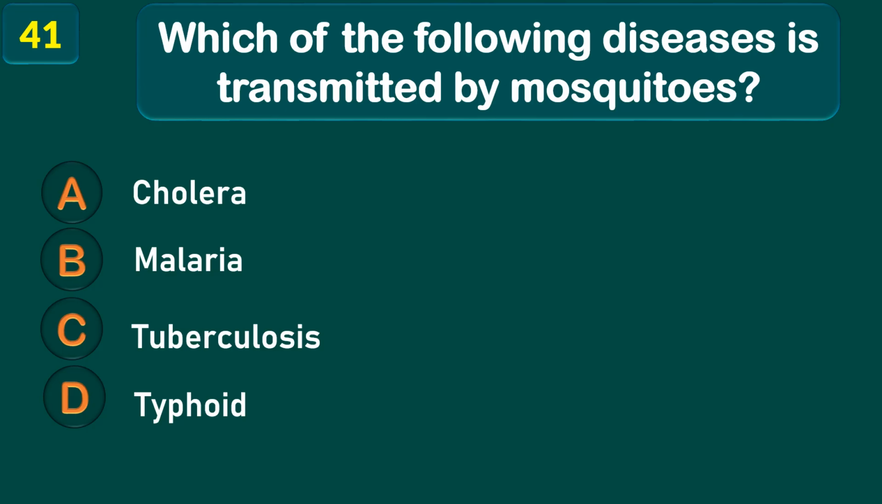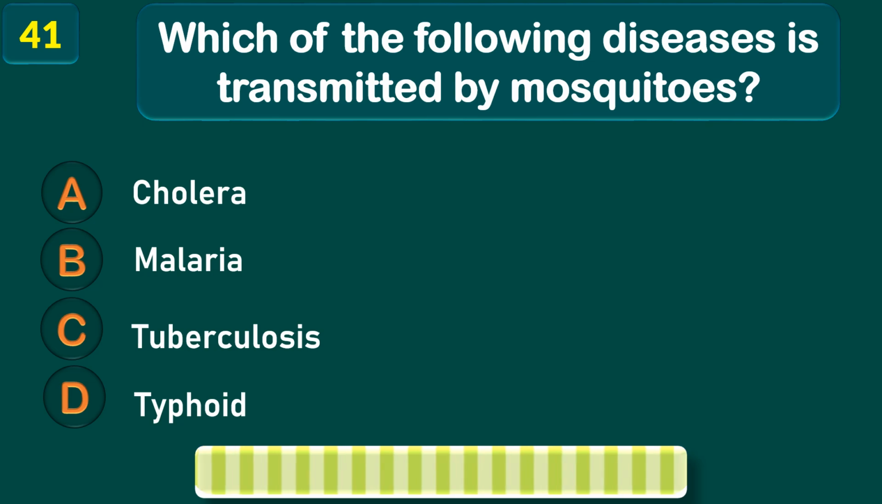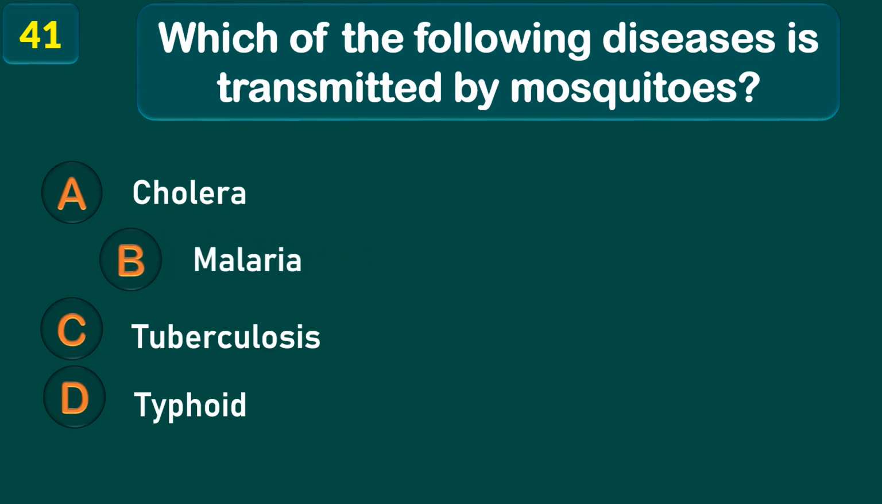Which of the following diseases is transmitted by mosquitoes? A. Cholera, B. Malaria, C. Tuberculosis, D. Typhoid. Answer: B. Malaria.